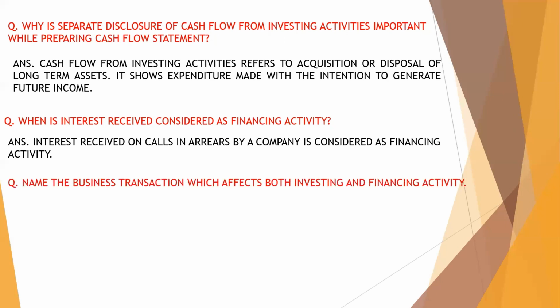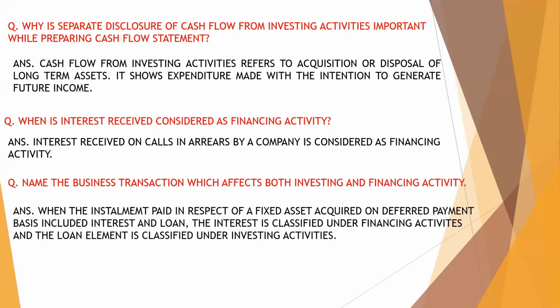Name the business transaction which affects both investing and financing activity. When the installment paid in respect of a fixed asset acquired on deferred payment basis includes interest and loan. You bought something in installments and it includes both interest and loan, so interest is classified under head financing activities and the loan element is classified under head investing activities.